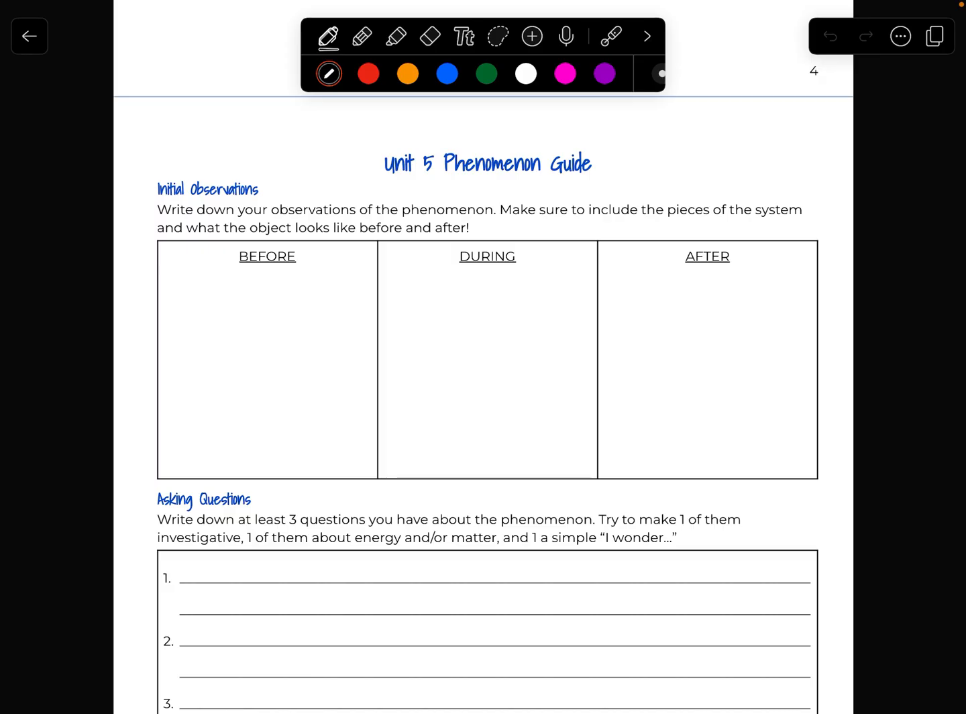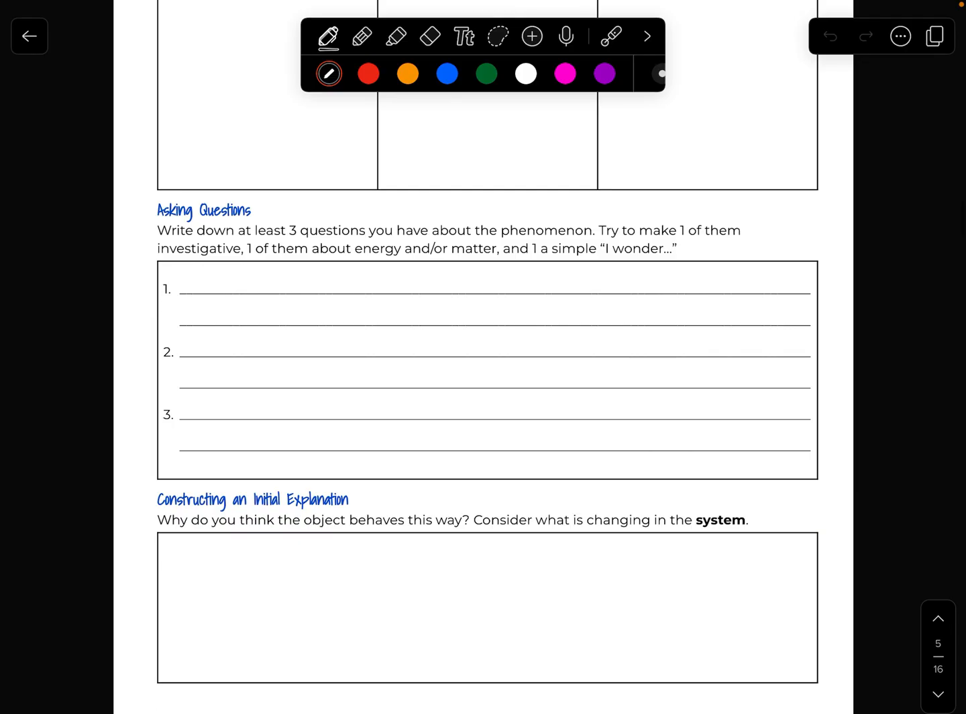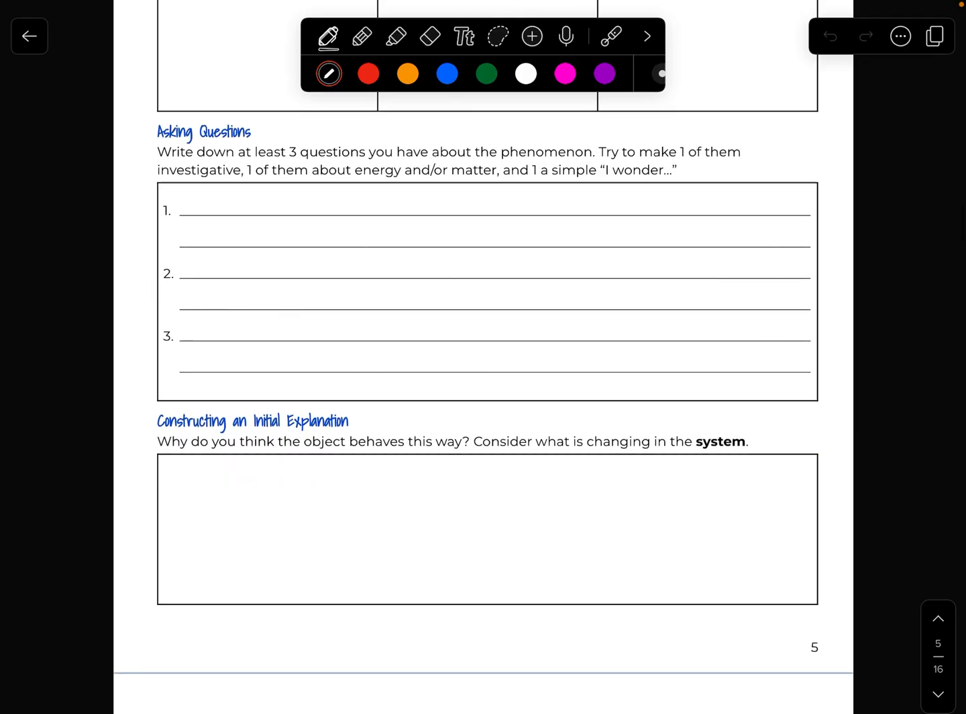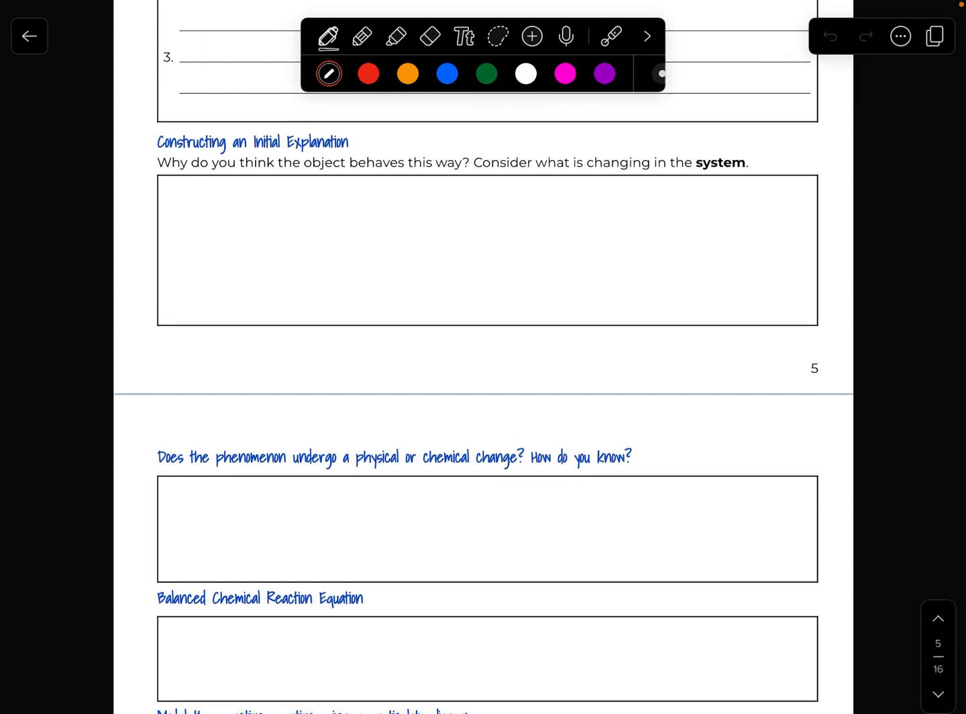After you've asked your questions, share them with your table groups. Then you're going to come up with an initial explanation together. What do you think might have happened to cause the system to behave this way? Finally, tell me, do you think it's physical or chemical? How do you know? You've got to pull all your knowledge back all the way from Unit 1. Okay, that's all I have for you for the initial phenomenon. Work on these, then you're going to move on to the next section of your assignment.